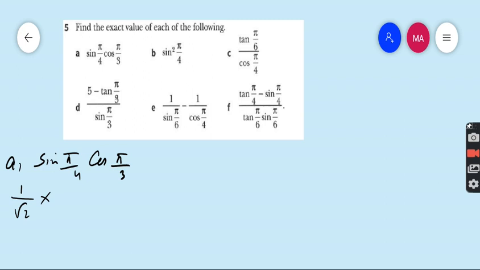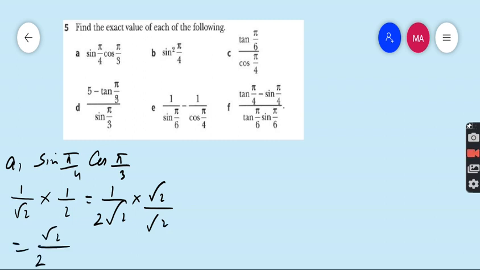Multiply by cos pi by 3, which is cos 60, and cos 60 is 1 upon 2. So our final answer is 1 upon 2 root 2. If you multiply by root 2 by root 2, you will get root 2 upon 2 root 2 into root 2, which is 2 times 2, so root 2 upon 4. So root 2 upon 4 is our final answer.